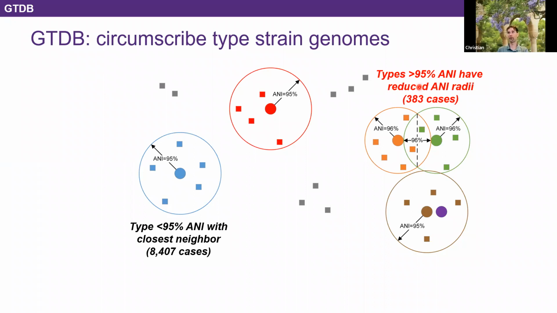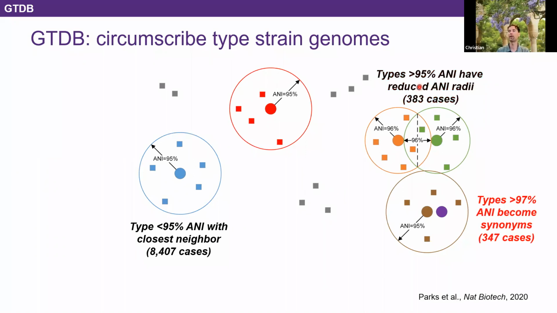However, if those genomes are too close, as shown here, if the ANI is higher than 97%, then the only thing we can do is that is one species, and this other type then becomes a synonym of the main one. And that happens in a very low number of cases, but it can happen. Okay, so now we have circumscribed our species based on the type strain genomes. What about the other ones that have no type strain?